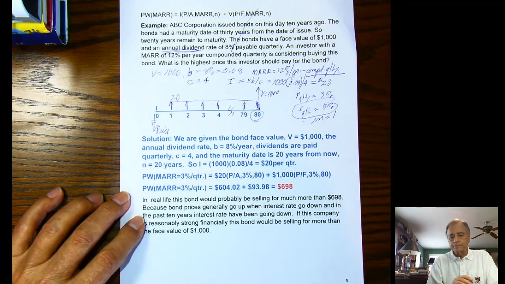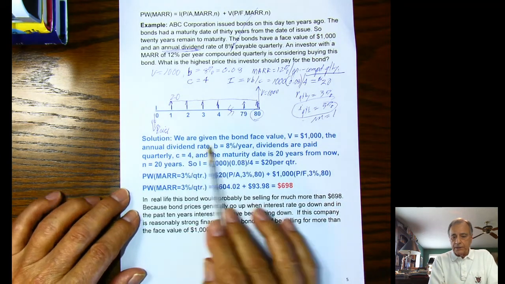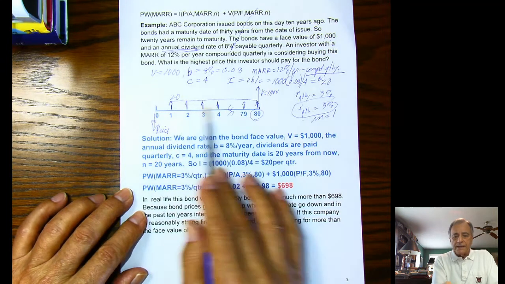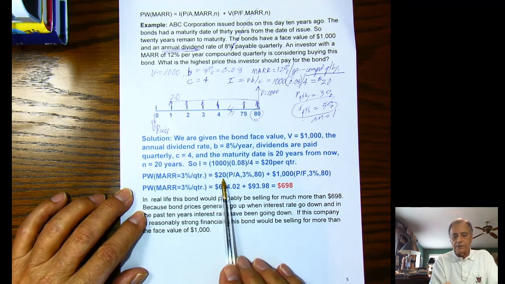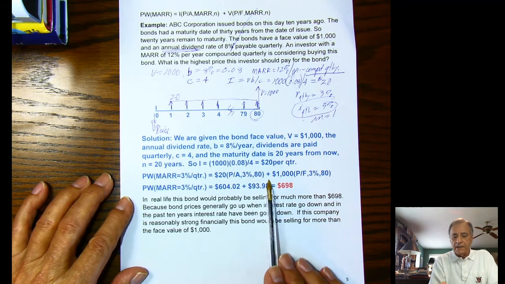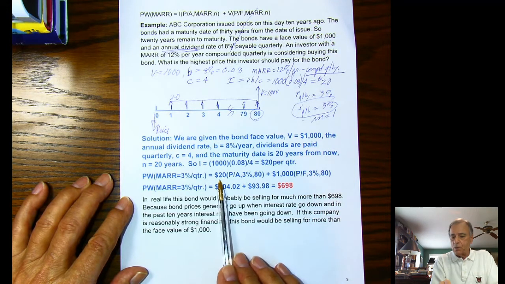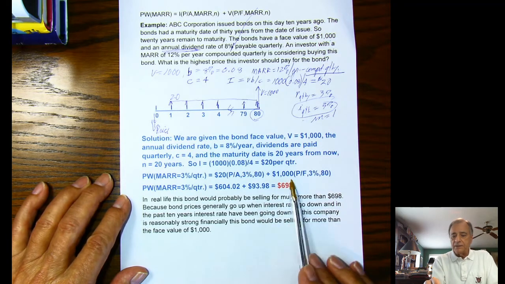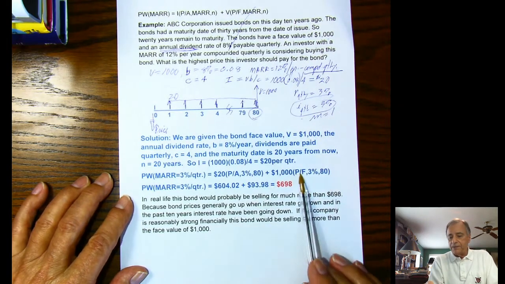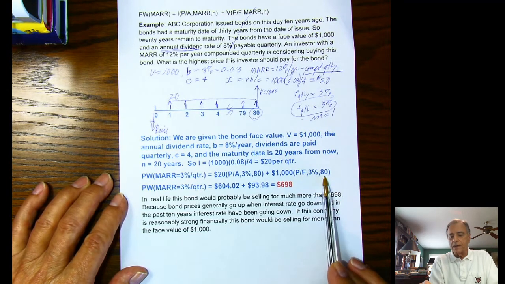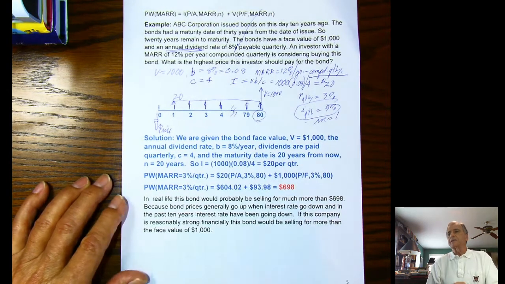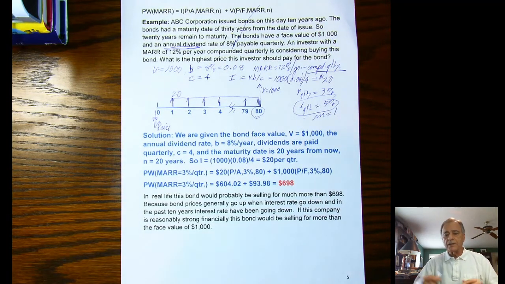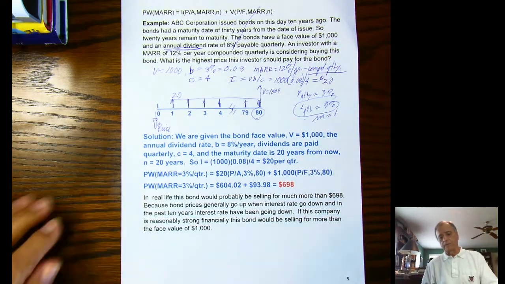cash flows. So the solution is, you're given all this stuff. The present worth of that cash flow is $20 times P given A, 3%. This is $20 per quarter, 3% per quarter for 80 quarters. And then you have $1,000 out here. P given F, 3% per quarter for 80 quarters. You work through that and you get $698. That's all I should pay for this $1,000 bond because I want to earn such a high interest rate.